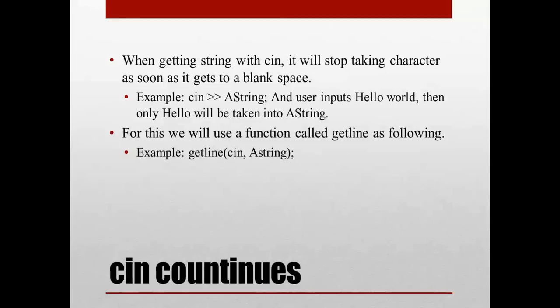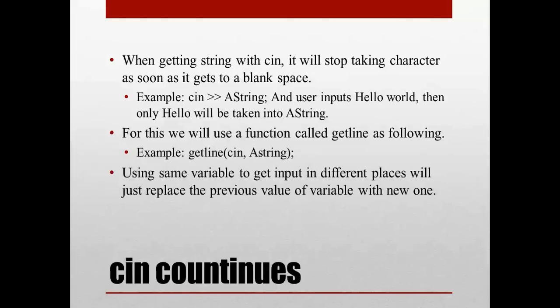Okay, so getline gets the whole line, it doesn't matter if there is a space. But with cin, as soon as it encounters a blank space, it's going to stop taking the input and truncate everything after the blank space. Using the same variable name to get input in different places in the same program will just replace the previous value of the variable with the new one that you have entered. It's not going to keep on adding. It's going to replace whatever is already inside that variable.